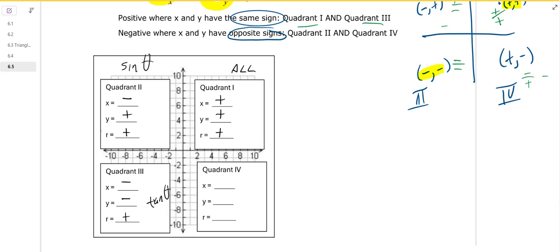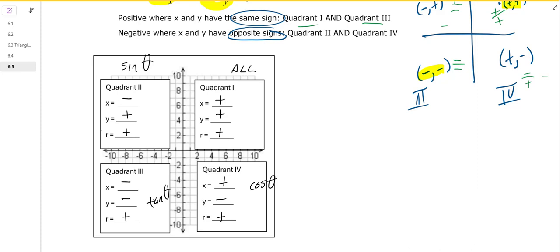Then go to quadrant 4, you have a positive x, a negative y, and a positive r. The trig functions that are going to be positive are the ones that depend on x. Those two functions are the cosine and the secant.